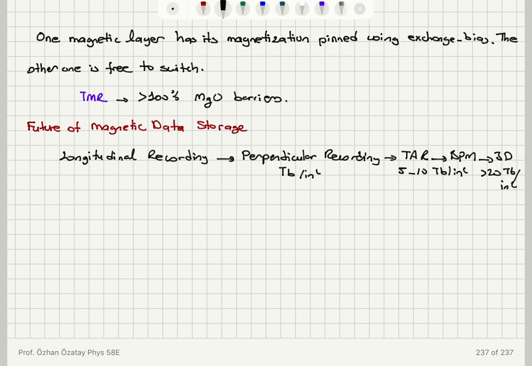If you look at the future of magnetic data storage, longitudinal recording has been replaced with perpendicular recording, which allows terabits per square inch areal density. The future developments include thermally assisted recording, bit patterned media, and finally three-dimensional integration of magnetic bits in order to obtain more than 20 terabits per square inch data storage density.